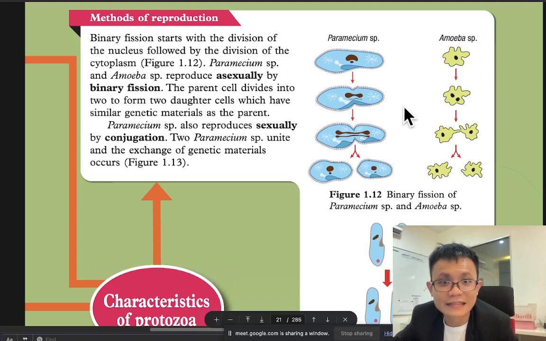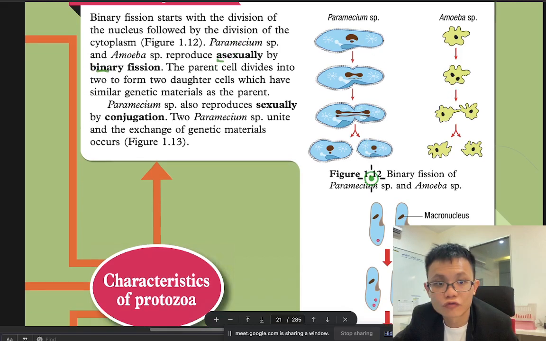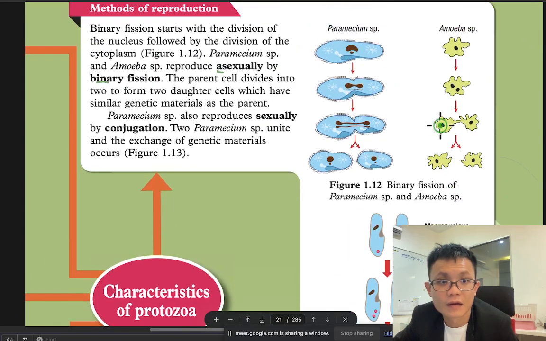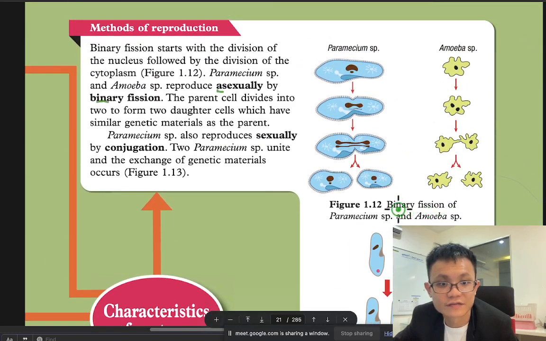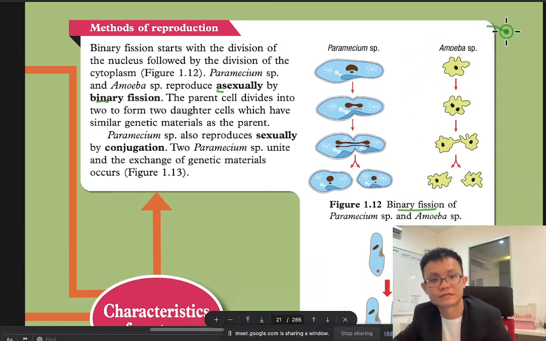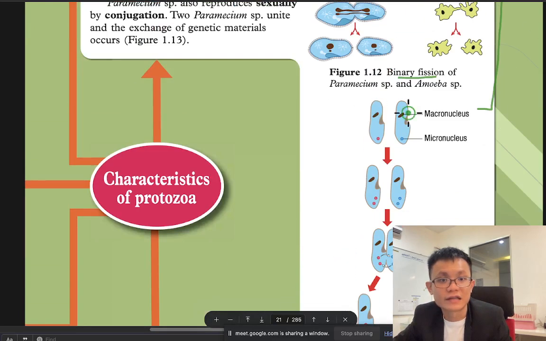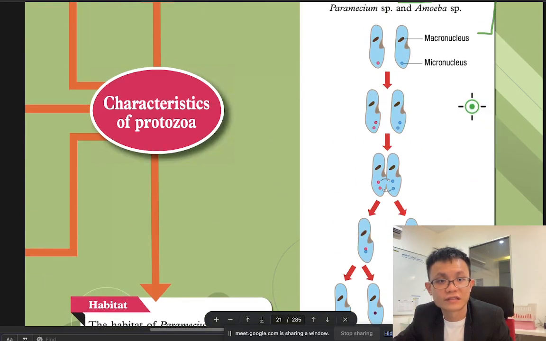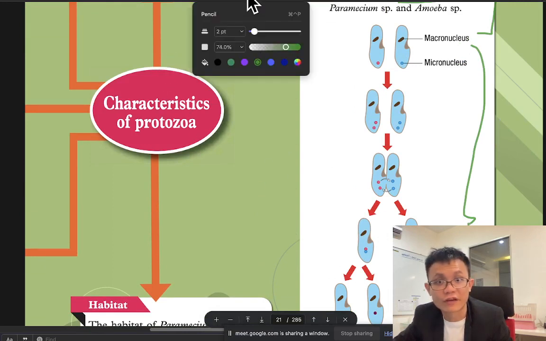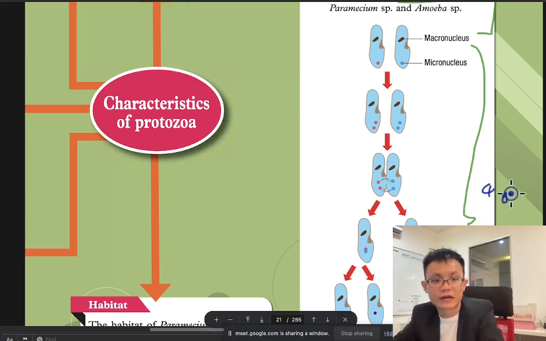Okay, so again, these are the examples of reproduction. 1 becomes 2, 2 becomes 4. Okay, sorry, this is binary fission. Okay, so it's asexual. And this one is what? This one is conjugation. So this is sexual. So you can see there are 4 gametes formed that we already learned in the past. Okay, 4 gametes were formed.